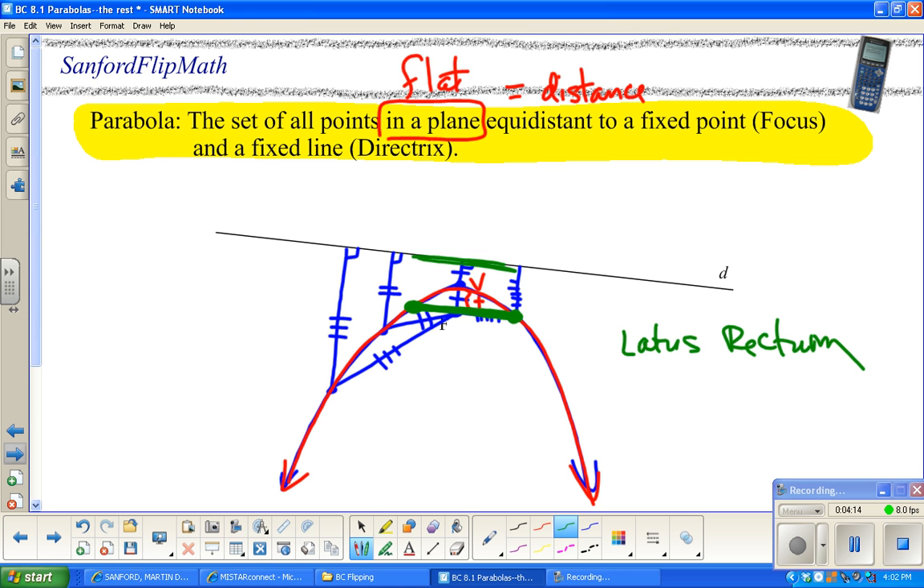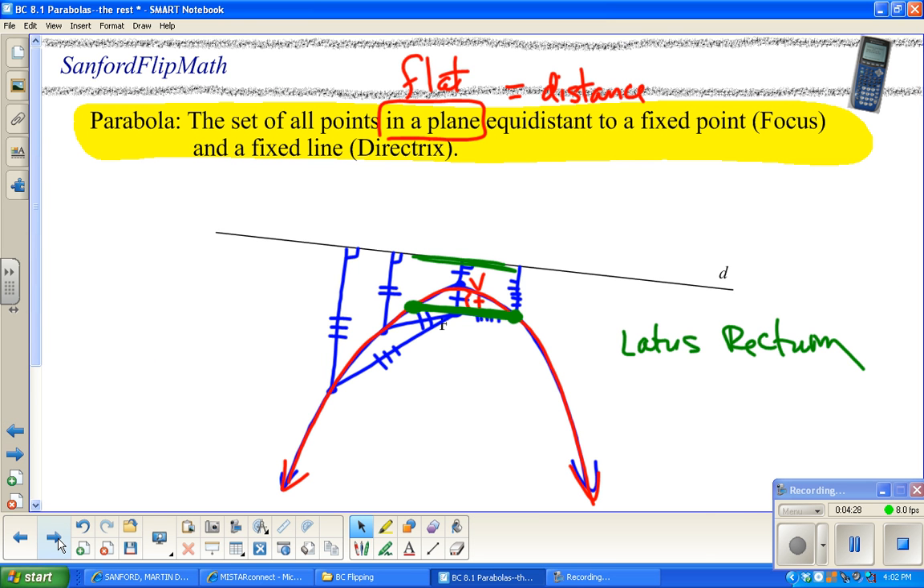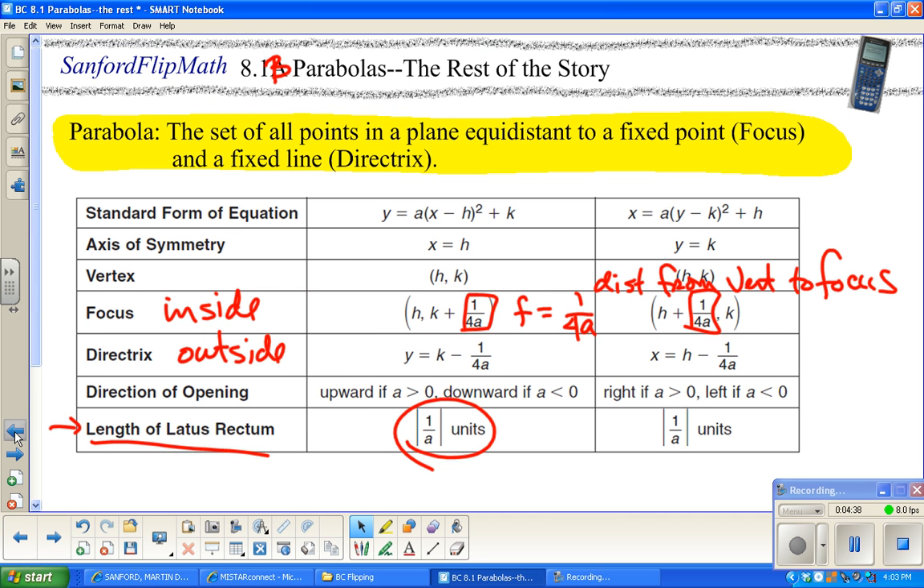On that last slide where it talked about the length of that, this would be the length of the latus rectum, so that is this length right here. I don't see very many people talking about that, so I don't usually worry about it, but just so you know what's going on.